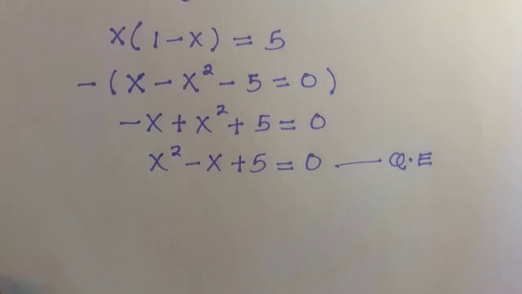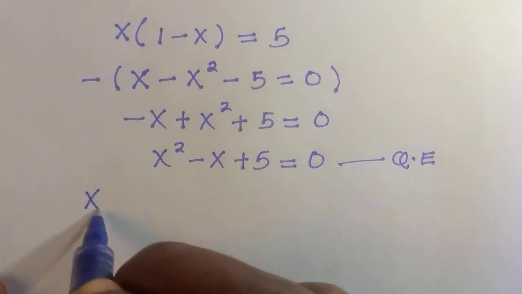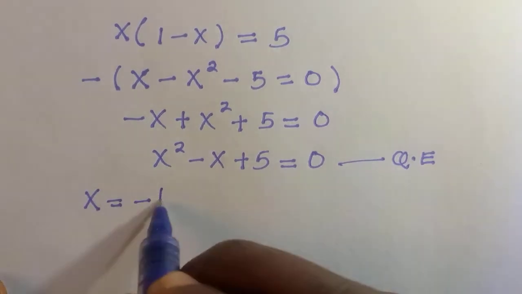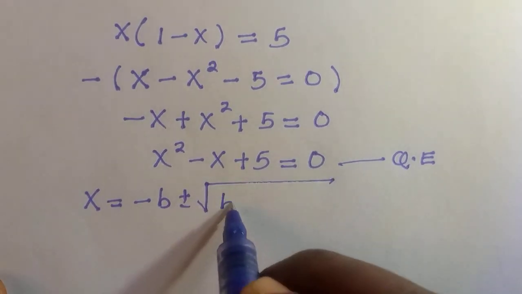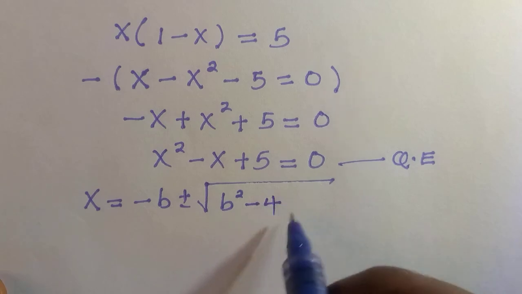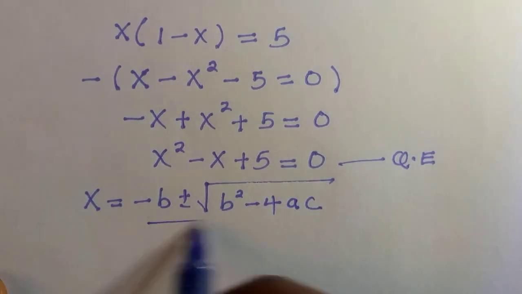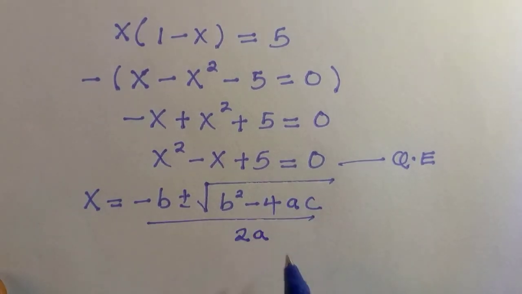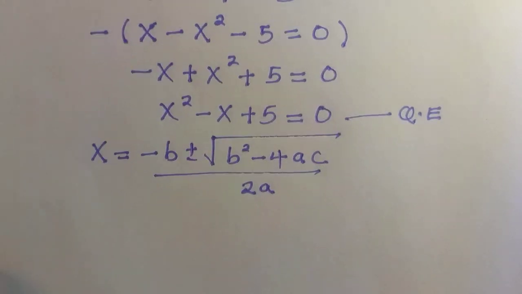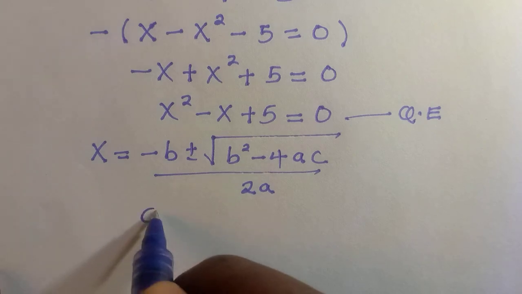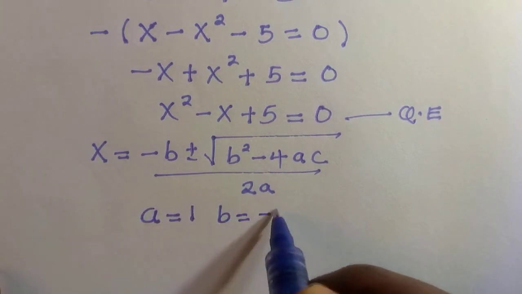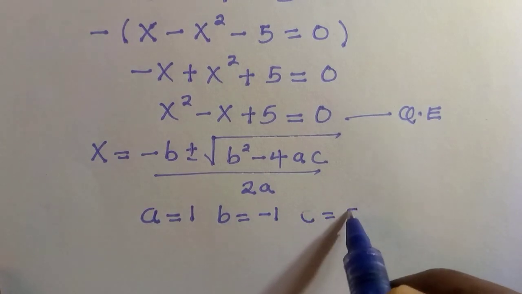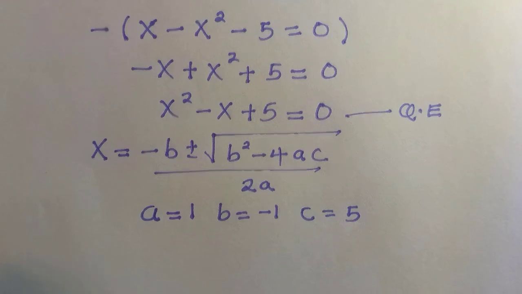Since it is not factorizable, we apply the quadratic formula, which is x equals minus b plus or minus square root of b squared minus 4ac, divided by 2a. But how can we get all these parameters? We consider from the equation: a equals 1, which is the coefficient of x squared, b is minus 1, the coefficient of x, and c is the constant term, which is 5.